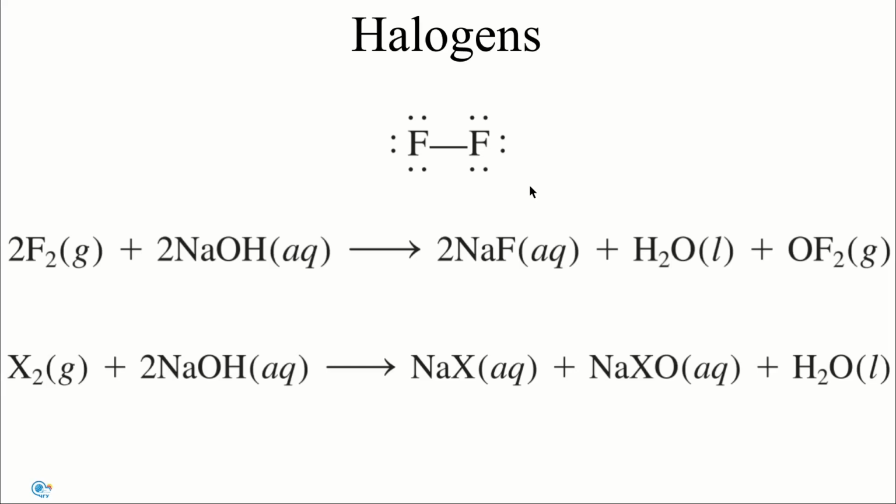Fluorine reacts with cold sodium hydroxide solution to produce oxygen difluoride. You can see it. The same reaction with chlorine or bromine, on the other hand, produces halide and hypohalide. This reaction, where X is chlorine or bromine. Iodine doesn't react under the same conditions.